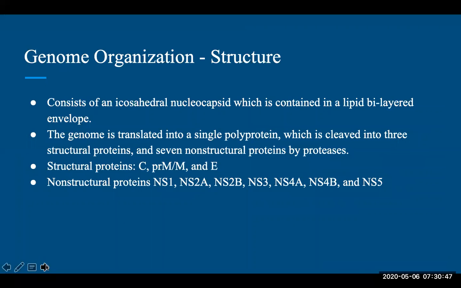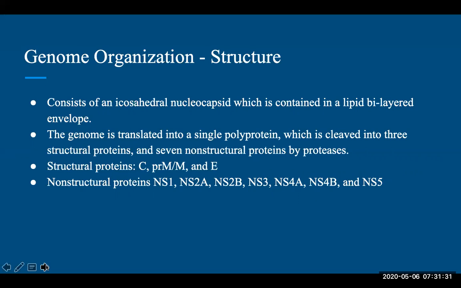So we can actually get into the genomic structure or organization of West Nile virus. West Nile virus consists of an icosahedral nucleocapsid, which is contained in a lipid bilayer envelope. The genome is translated into one single polyprotein and is cleaved by host and viral proteases into 3 structural proteins and 7 non-structural proteins. Your structural proteins are C, PRM/M, and E. The C is for the capsid, the E is to help form the envelope, and the M is for the membrane. And you either have PRM or M depending on what stage the virus is in.